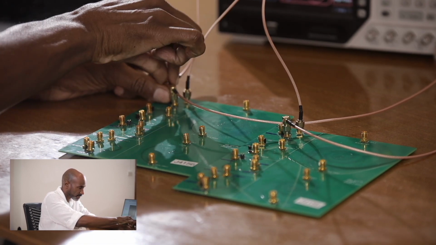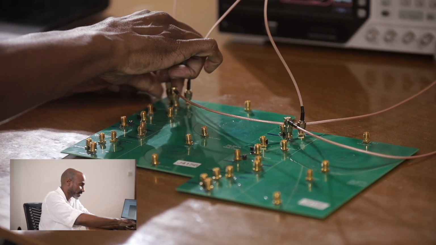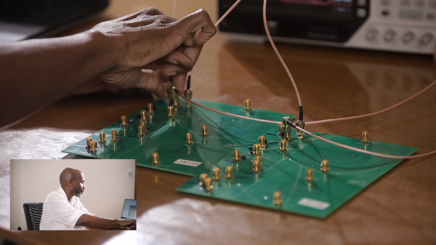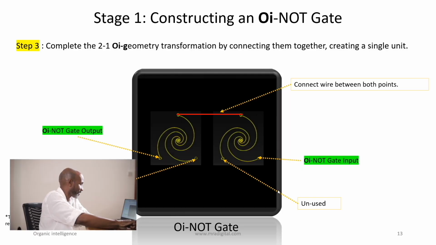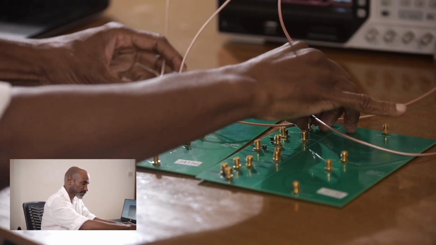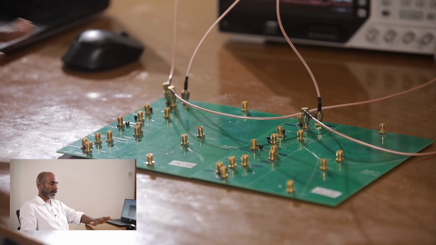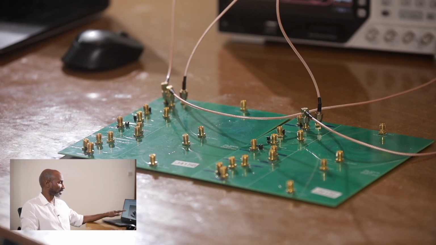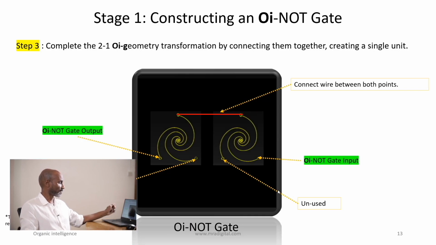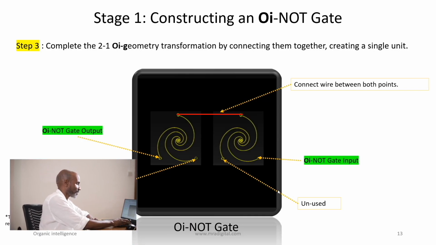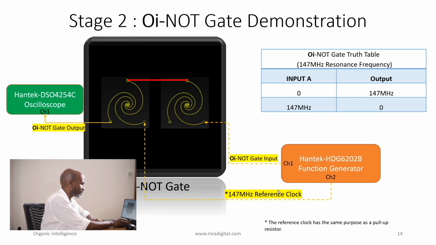Okay, so I'm basically connecting the physical board as what you see here in the slide. Right. So now I've done the physical connections. Everything I have on the bench matches exactly what you see in the slide. So now let's get to the truth table.